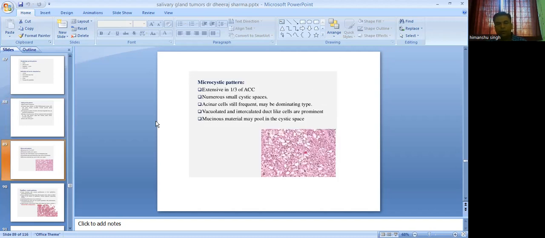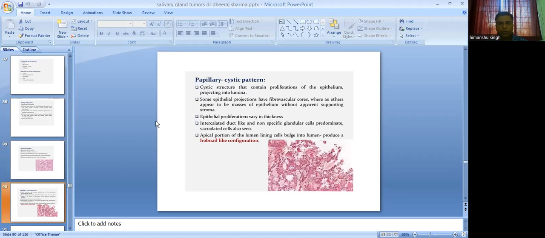Then the microcystic pattern, which is extensive in one third of all the cases. Numerous small cystic spaces are seen. Acinar cells are still frequent and may be the dominating type. Vacuolated intercalated cells are prominent, and mucinous material may fill the cystic spaces.